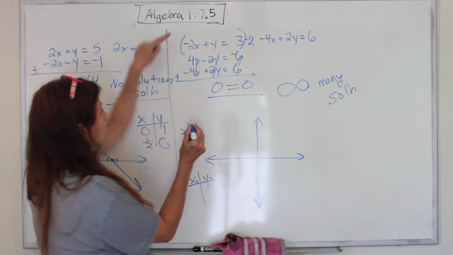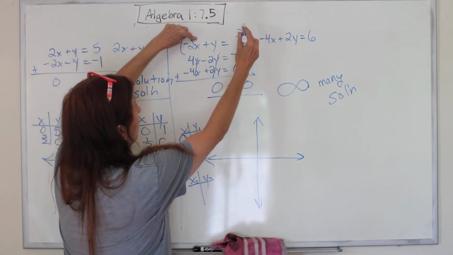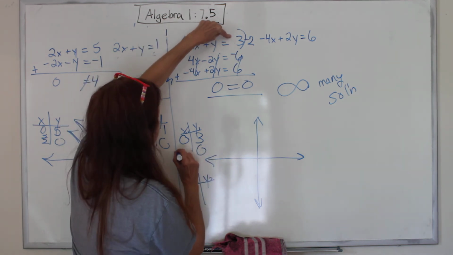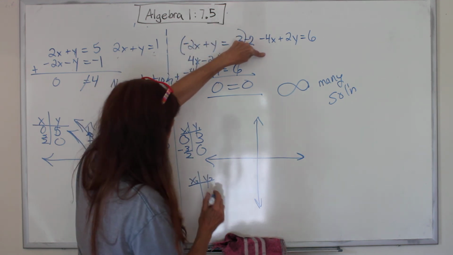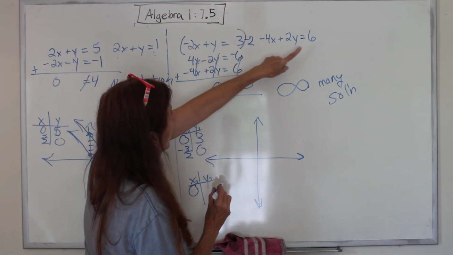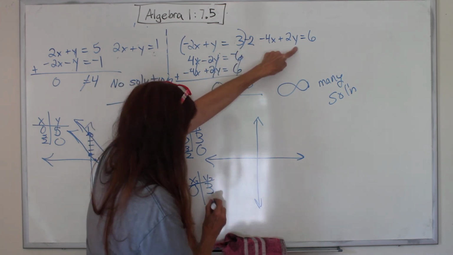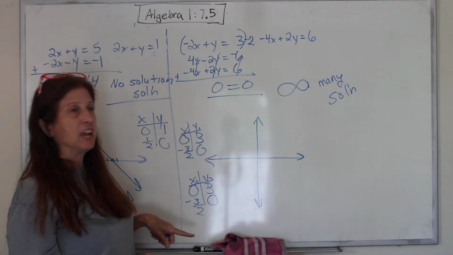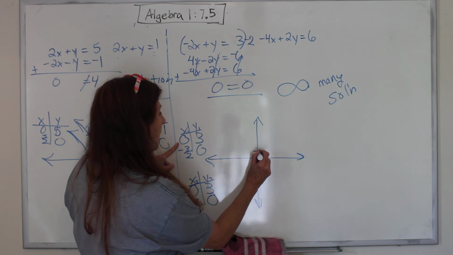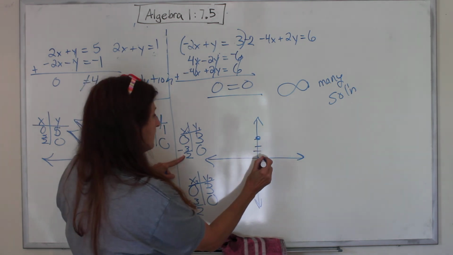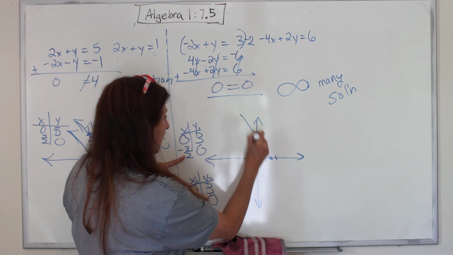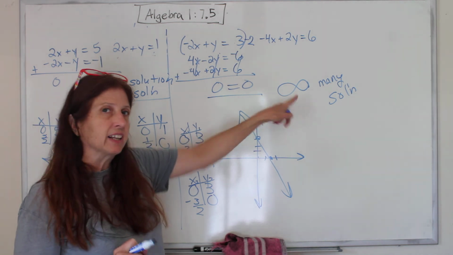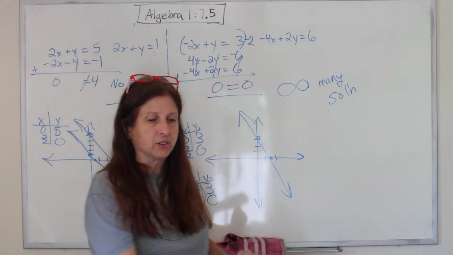So let's graph it and see. If x is 0, y is 3. If y is 0, x is negative 3 halves. Let's do this one. If x is 0, y is 3. If y is 0, x is negative 3 halves. They're the same line. It means one line's on top of the other. They're touching each other in infinitely many places. Because remember, the lines go on to infinity.